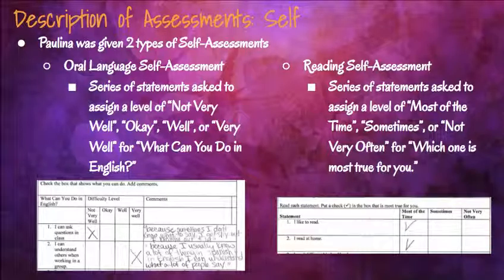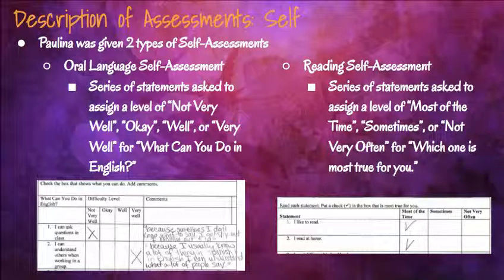And I've attached a little picture at the bottom just to give you a piece of reference. What I really enjoyed about this one was that it had a comment section, and every time I asked Paulina, or I stated the statement for her, I also allowed for her to give comments as well.